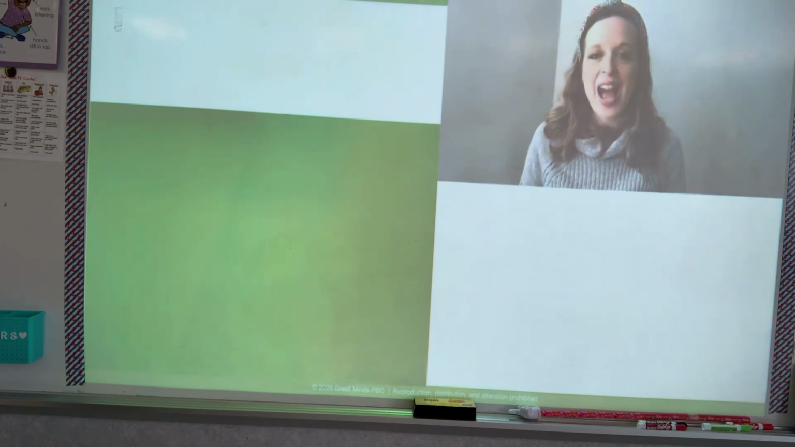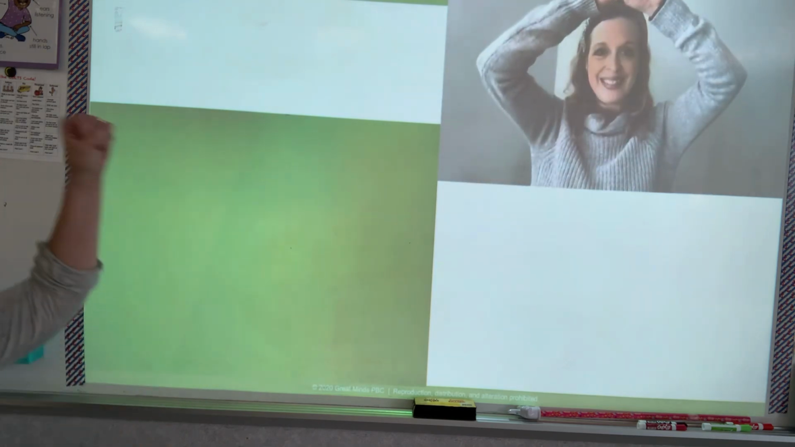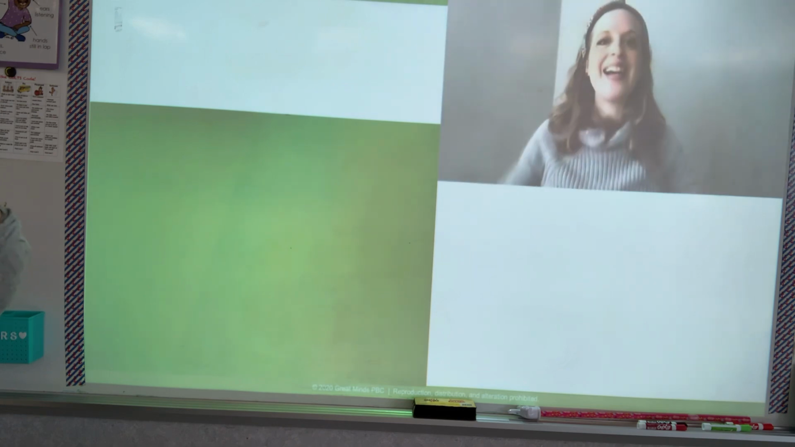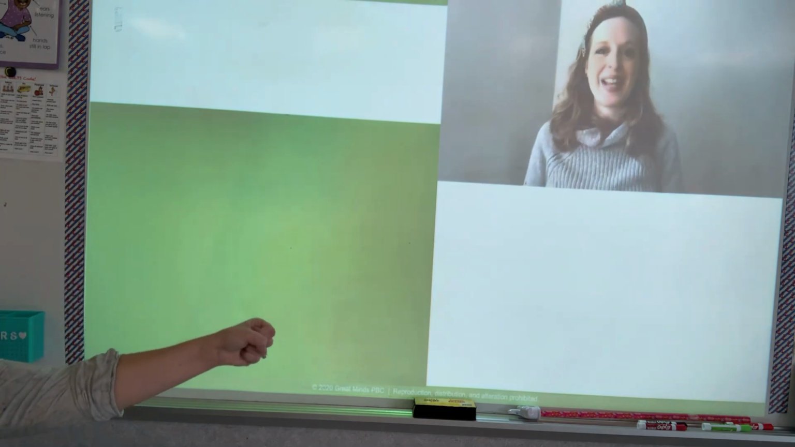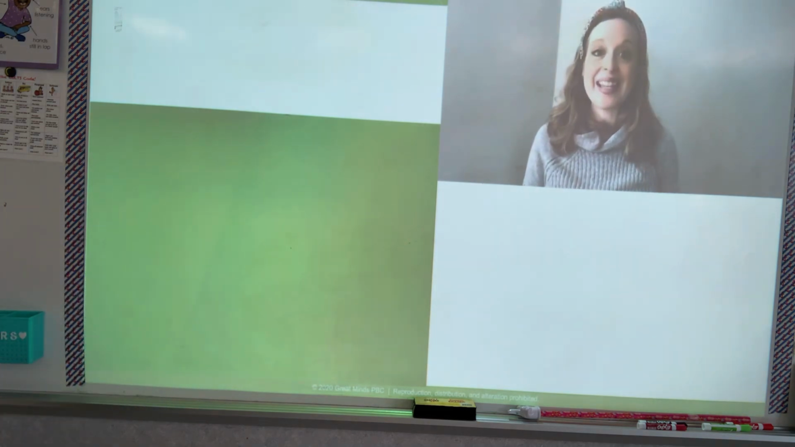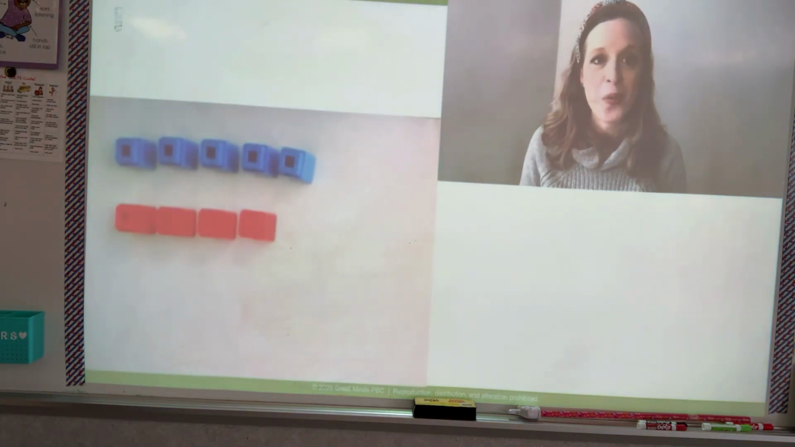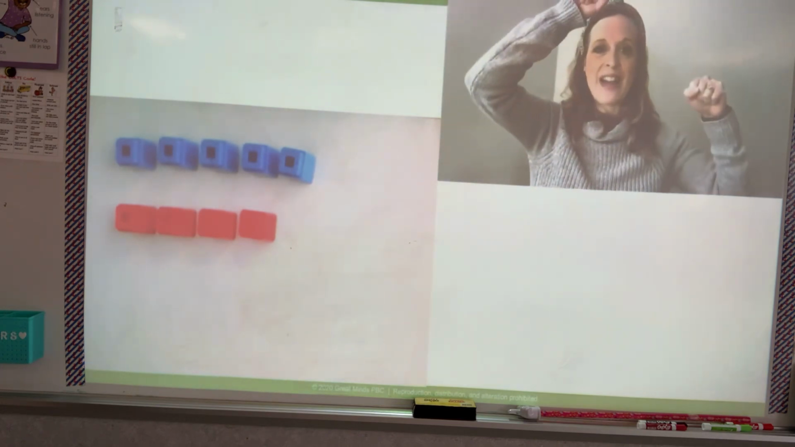Great job. I wonder if you can do that on your own. Put your arms up here. Do it with her. And do the number bond, saying the numbers. Ready? Go. 9 is 5 and 4. Great job, friends. 9 is 5 and 4. We can also show Lee's blocks with cubes. 5 blue cubes and 4 red cubes. 9 is 5 and 4.